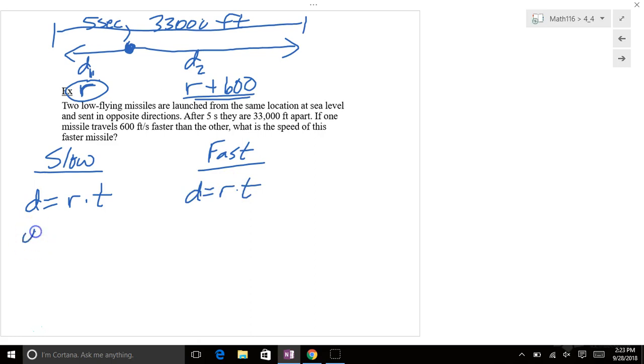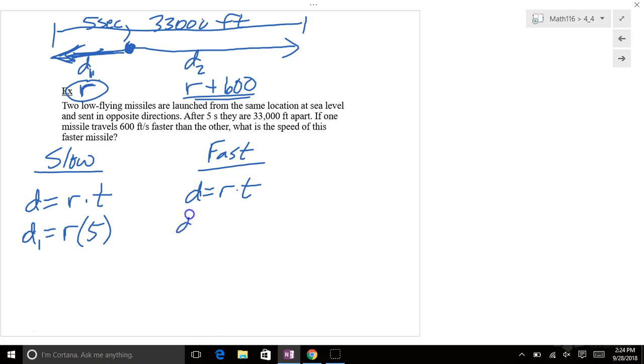Well, this slow one only covered D1 amount. We called it the slow amount, right? The slow only covered this distance here, distance 1, lesser amount, at a slow speed R, but it did do this, you know, R is your feet per second. It did do this in 5 seconds, okay?